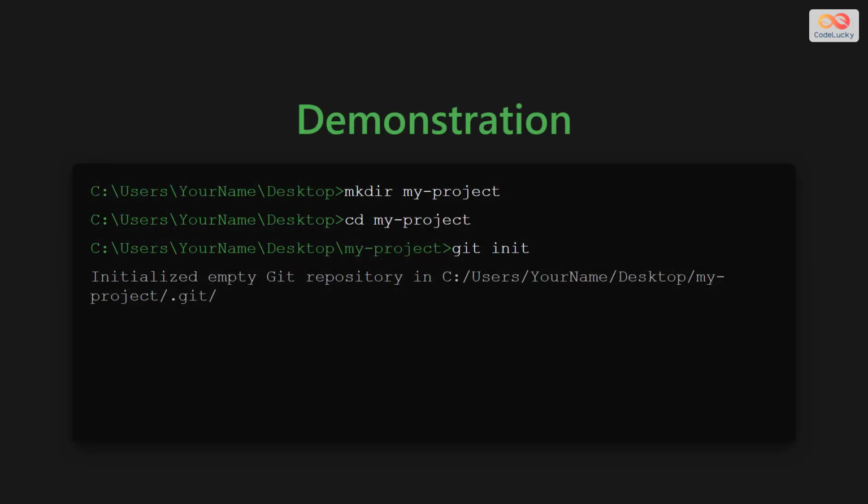Here is what it looks like in practice. We create a new directory called My Project, move into it, and then run the git init command. Git responds by telling us it has initialized an empty repository right here in this folder.